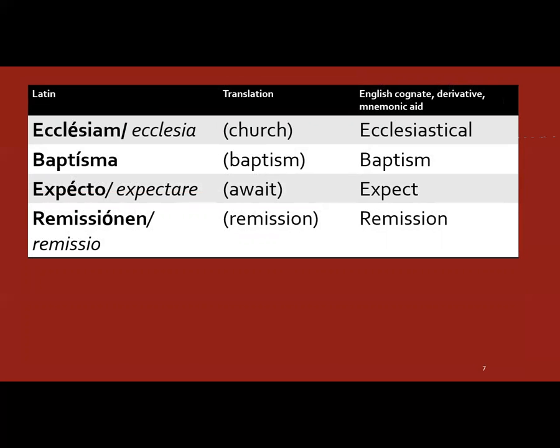Ecclesiam, our word ecclesiastical, something that belongs to the church. Ecclesiam means church. Baptisma, obviously, means baptism. Expecto means to await. We have actually two words here, ex, and then the word specto, the S disappears. Expecto means to look towards something, to await something. Expecto means I'm looking for it, waiting for it. Our word spectator is in that word specto.